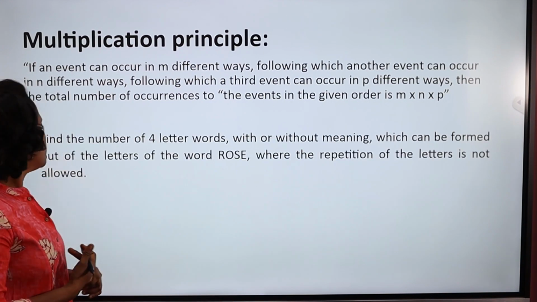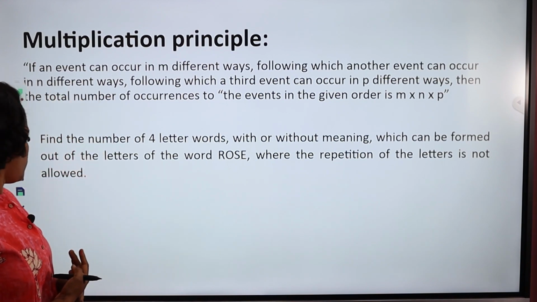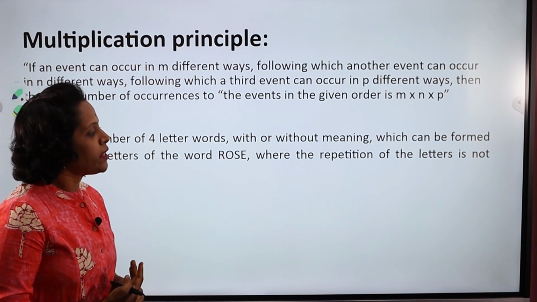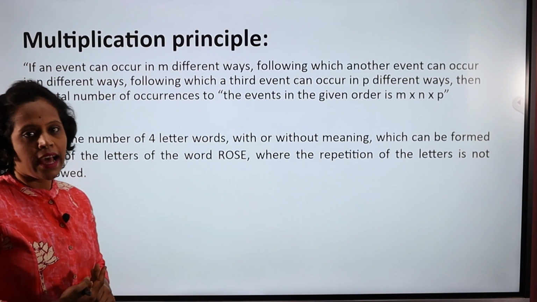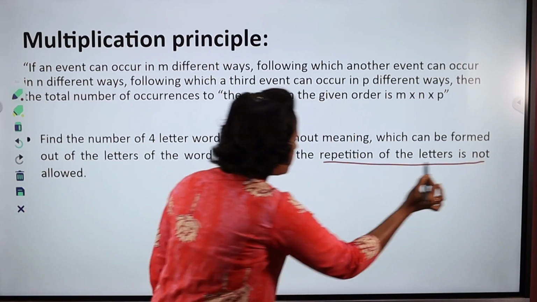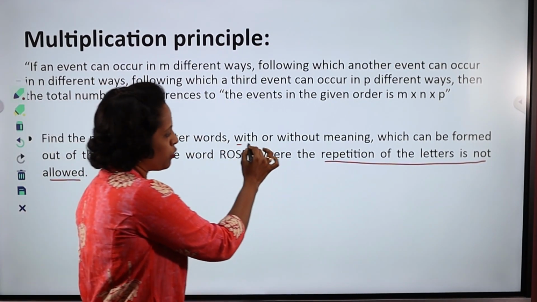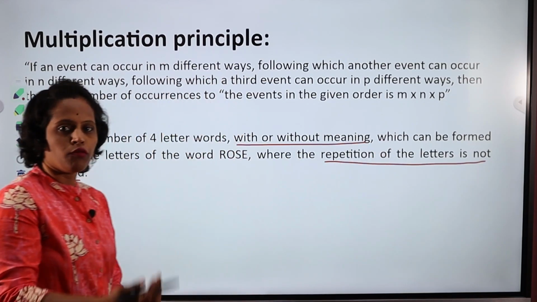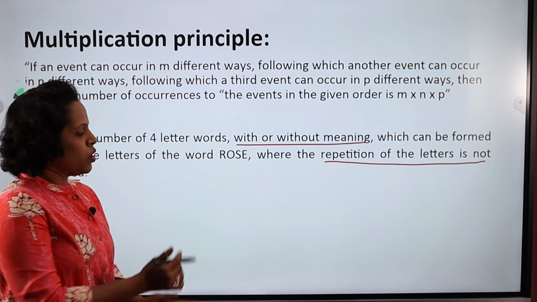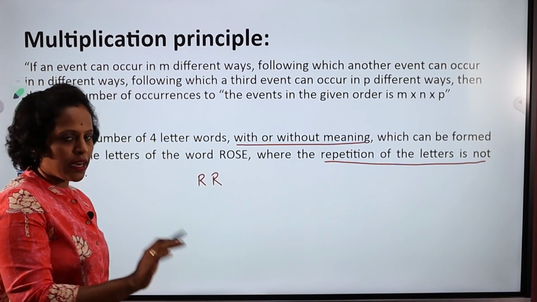The next question. Find the number of 4-letter words, with or without meaning, which can be formed out of the letters of the word ROSE, R-O-S-E, where the repetition of the letters is not allowed. Here, the key words are repetition of the letters is not allowed, and with or without meaning. That means we can form words even without meaning. Repetition is not allowed. Once you write a letter R, the next time R shouldn't be repeated. That is the concept here.